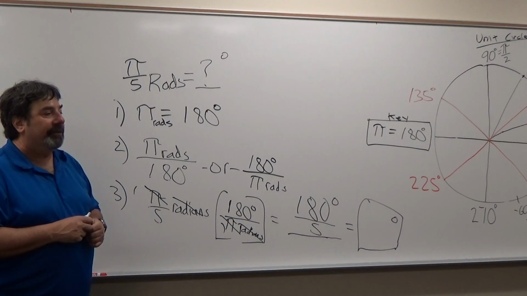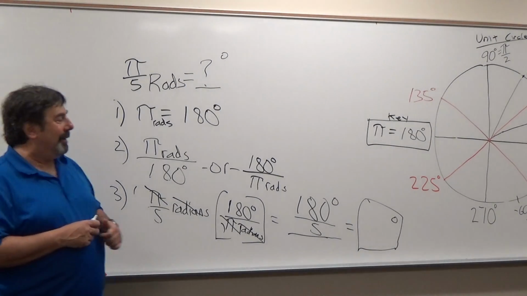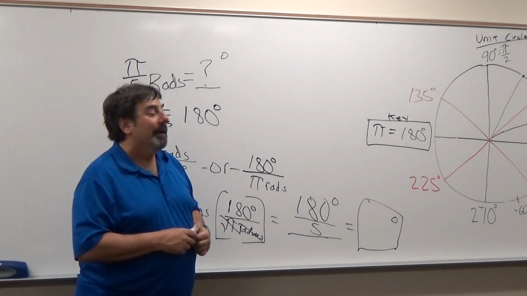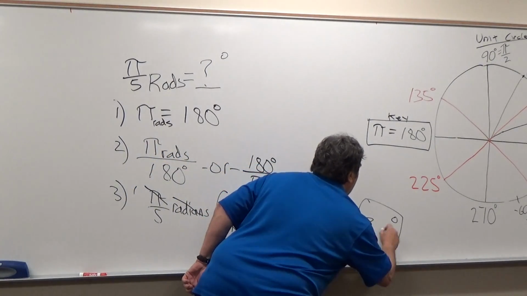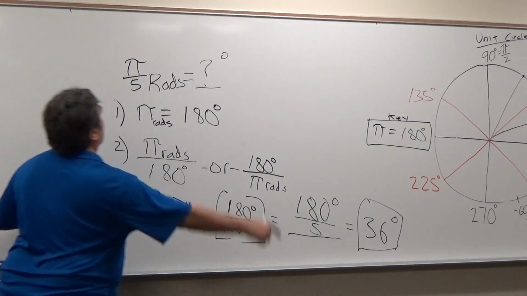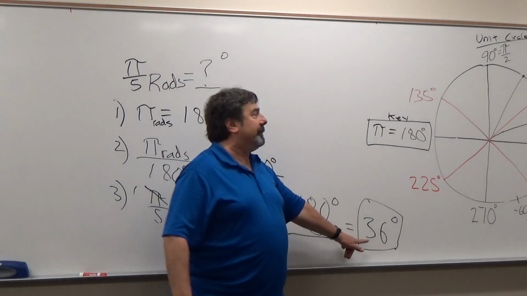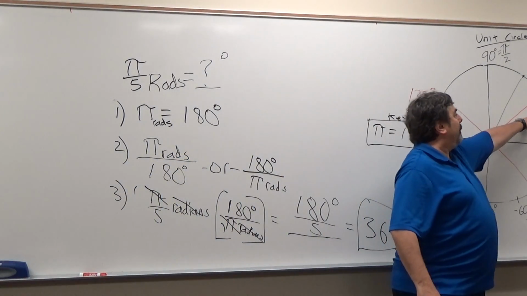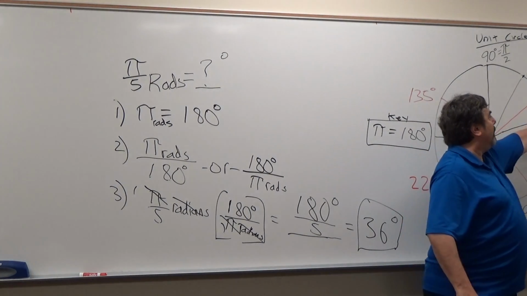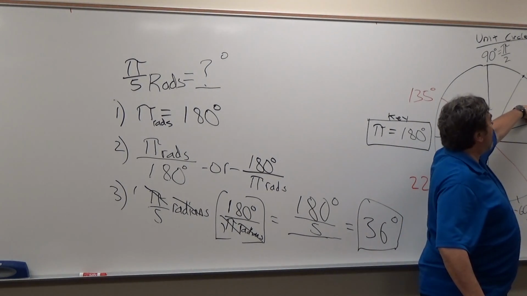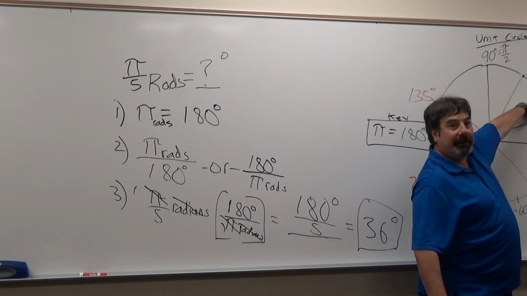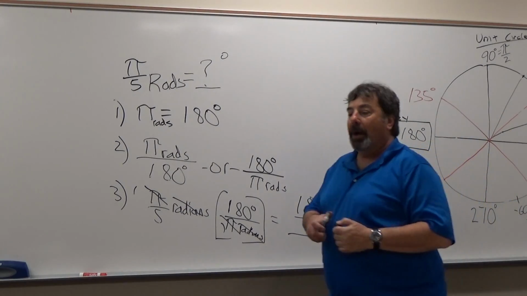36. 36 what? 36 degrees. Good job. Very good. So there's our answer: 36 degrees. We converted pi over 5 radians to its equivalent 36 degrees. So approximately it'd be about right here, between pi over 6 and pi over 4. Pi over 5, about right there, 36 degrees. Good job, Marco.